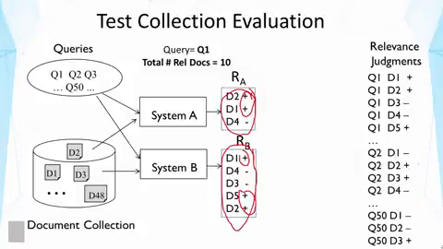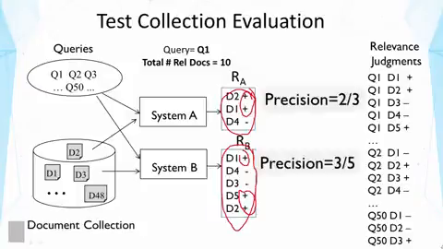And this intuition can be captured by a measure called precision, where we simply compute to what extent all the retrieval results are relevant. If you have 100% precision, that would mean all the retrieved documents are relevant. So in this case, system A has a precision of 2 out of 3. System B has 3 over 5. And this shows that system A is better by precision.